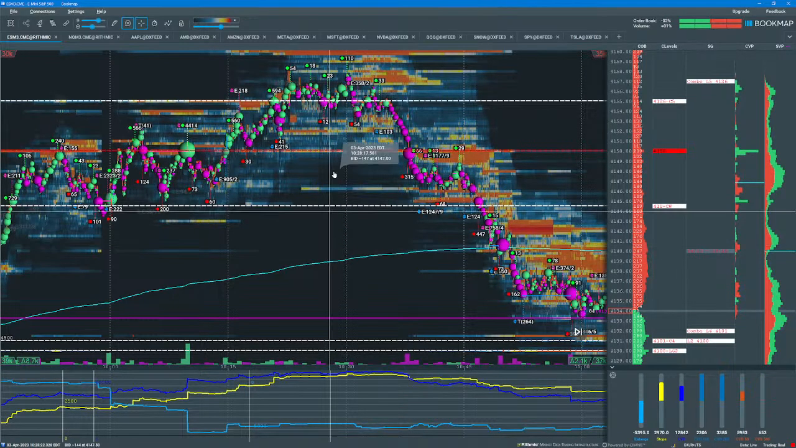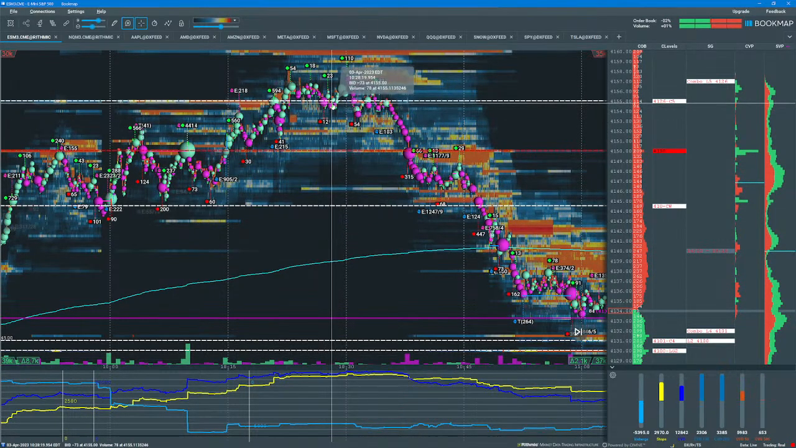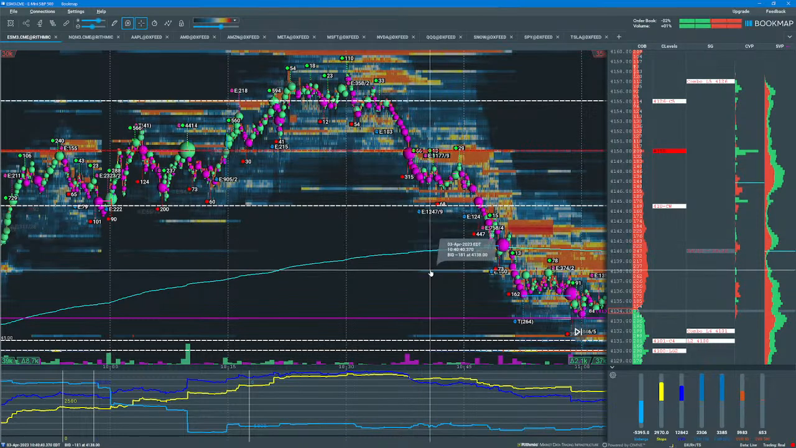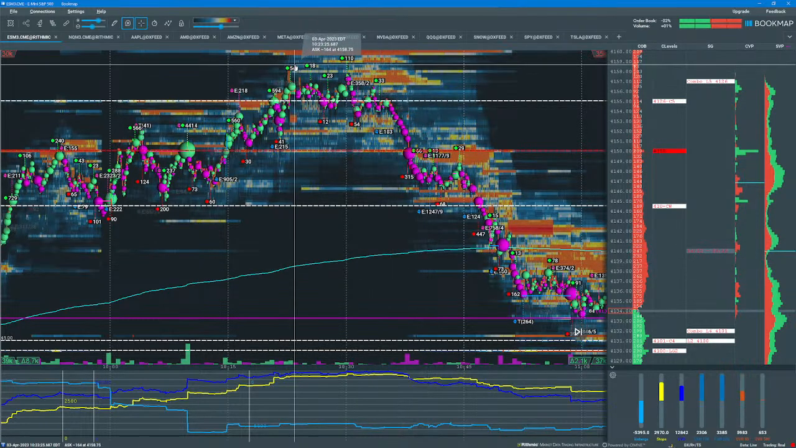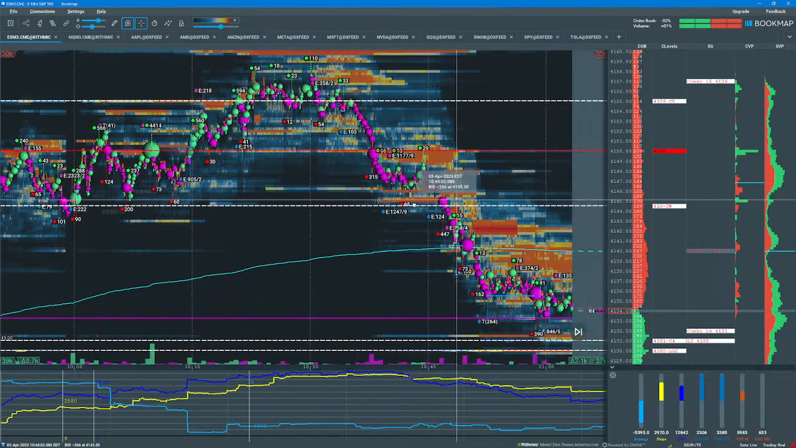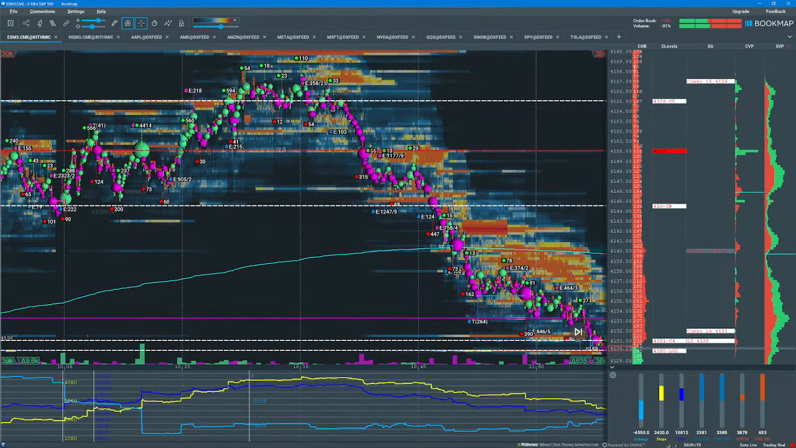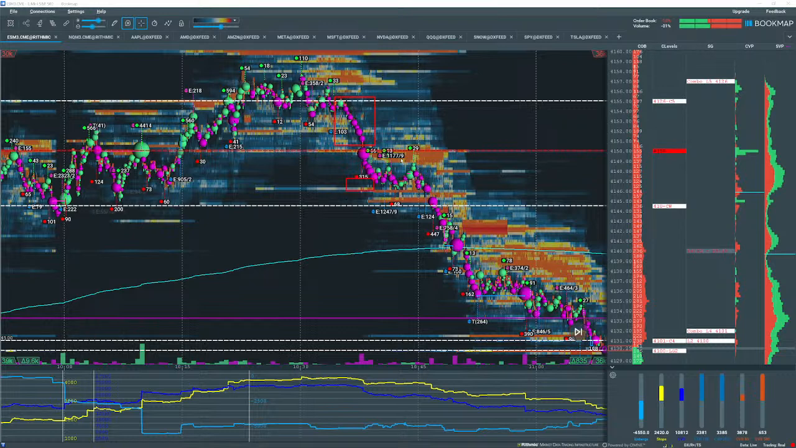All right, so price chops around this 41.26 level for a while, and then note the shift in order flow here. Finally, these aggressive sellers come in. You can see all the pink dots there. Price finally reverses at the 41.26 level. And let's go back to Hero now.